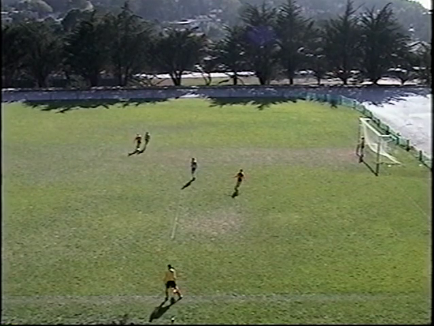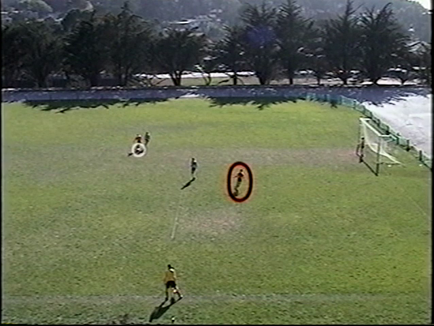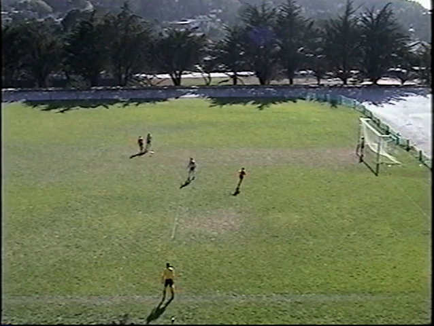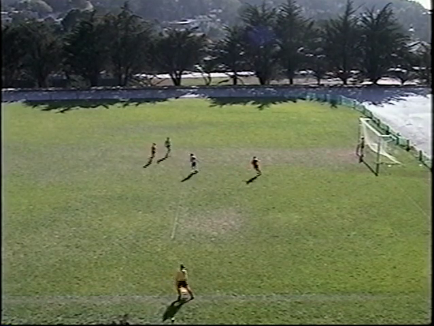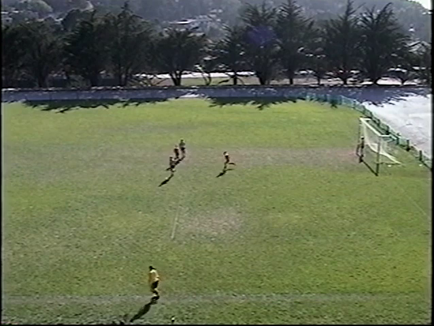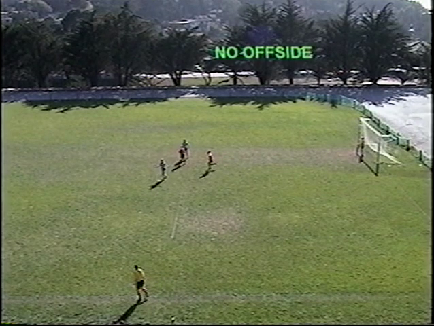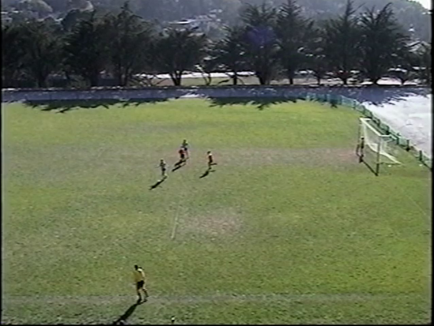At the moment the ball is kicked, the attacker's teammate is still in offside position. It looks as if there will be an offside infraction. However, one of the defenders intercepts the ball, takes control, and moves in the opposite direction. Since the teammate never received the ball, there was no offside infraction.